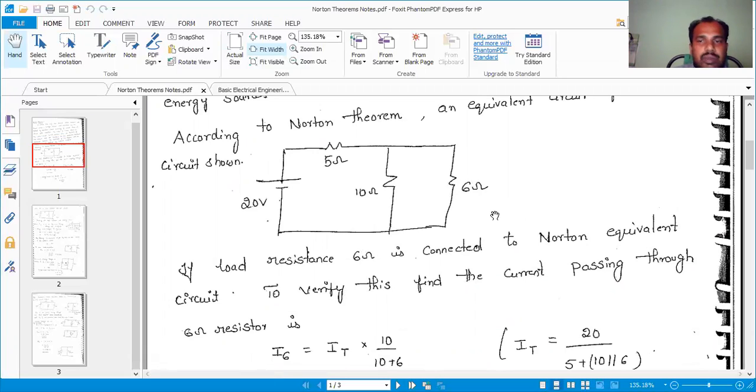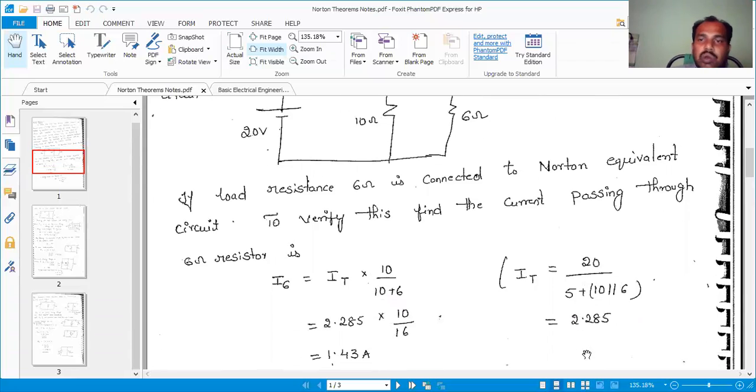Okay. The total current passing through the circuit is equal to total voltage by total resistance. The total resistance is 5 plus the equivalent resistance of the 10 and 6, that is 10 into 6 by 10 plus 6, plus 5. So 20 divided by the total resistance gives a total current of 2.25 amperes.